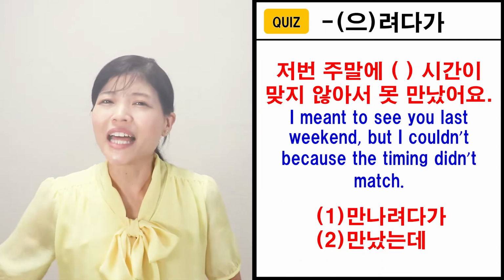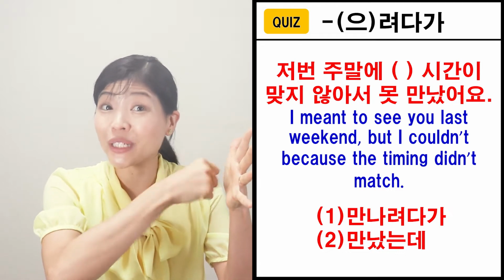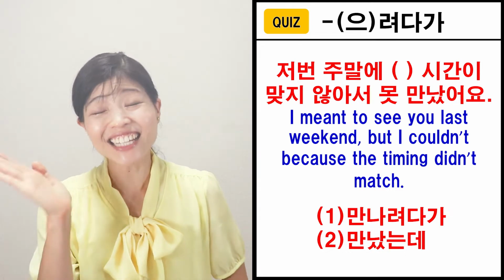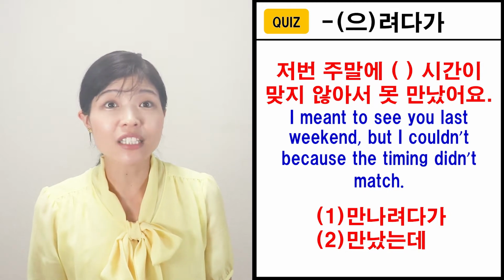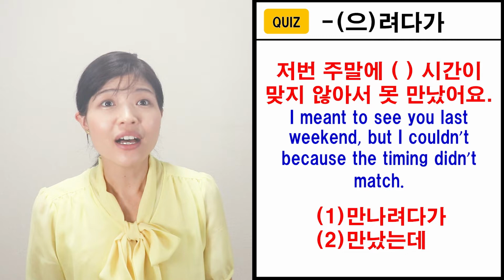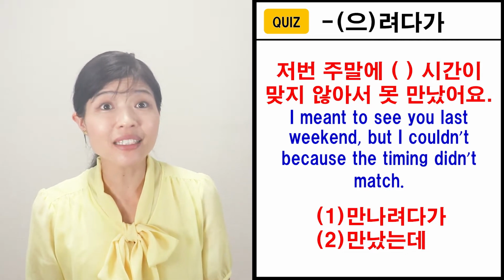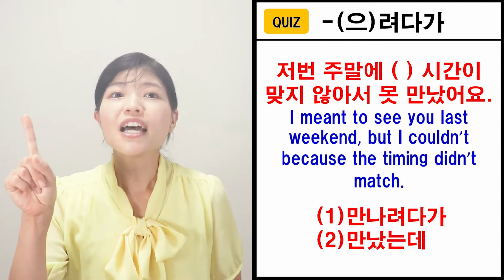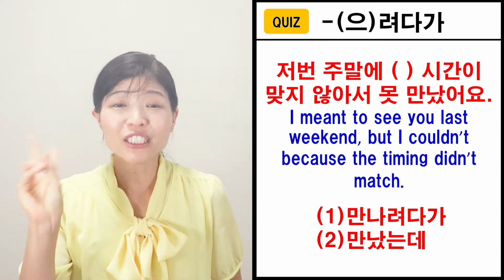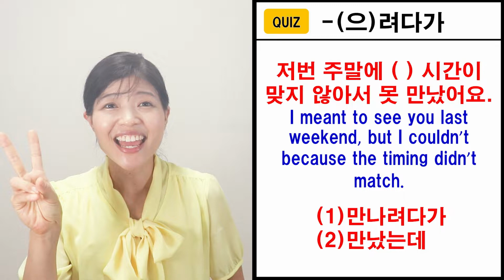Quiz! Now, let's deepen our understanding with some quizzes. Which one is the correct answer? 저번 주말에 시간이 맞지 않아서 못 만났어요. I meant to see you last weekend, but I couldn't because the timing didn't match. Number 1, 만나려다가. Number 2, 만났는데.